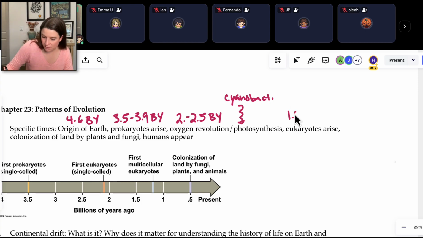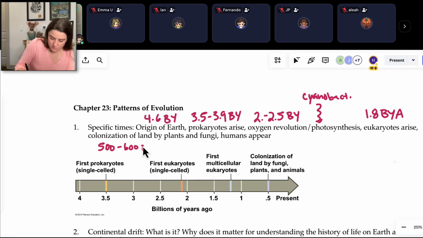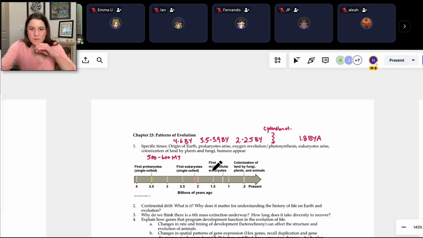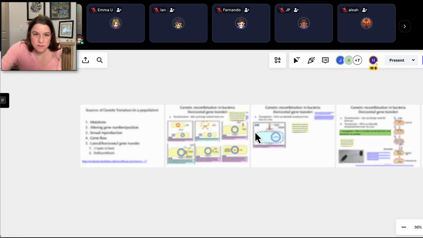Eukaryotes arise about 1.8 billion years ago. Land plants and fungi, I guess like 500 to 600 million years ago? Now we're at a million years ago. Animals are coming around that same time. I do have a picture here. Let's look at this in the slides.